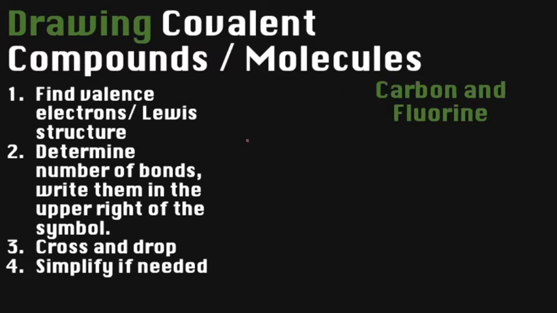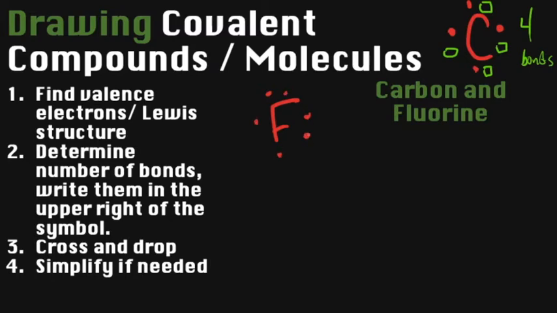Let's try another example. What if you had carbon and fluorine? How would you fit those together? Well, let's start by drawing the Lewis structure for carbon. So carbon has 1, 2, 3, 4 valence electrons. So that means that it would like to make 4 bonds. Okay? What about fluorine? We looked at fluorine earlier, right? Fluorine has 1, 2, 3, 4, 5, 6, 7.